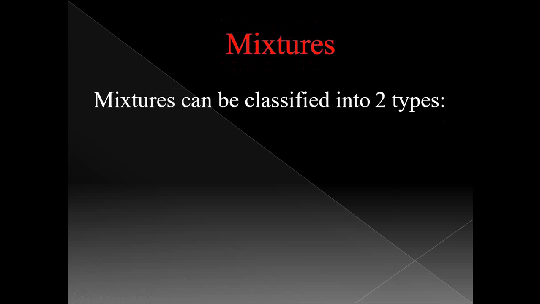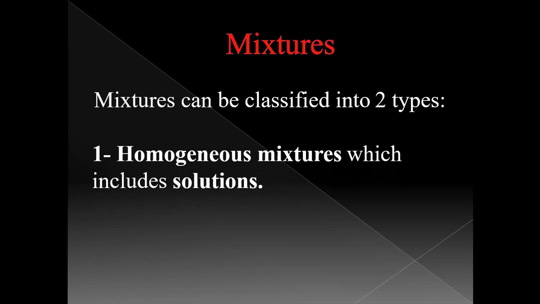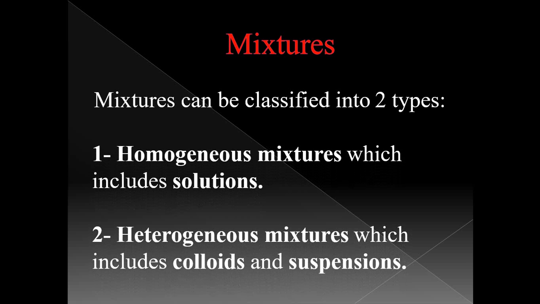A mixture is when we mix two or more substances, but they don't react chemically. They don't chemically combine with each other. They are just mixed together, okay? And these mixtures can be classified into two types. Mixtures can be homogeneous mixtures, which include solutions, or heterogeneous mixtures, which include colloids or suspensions.